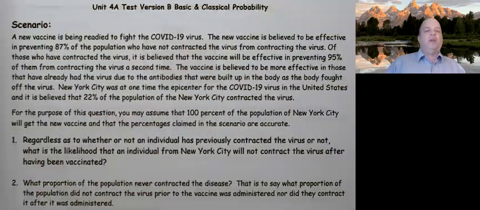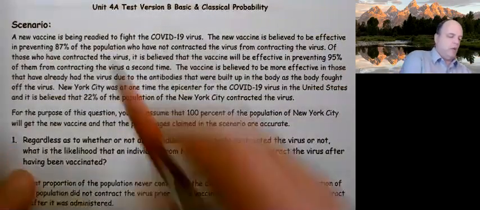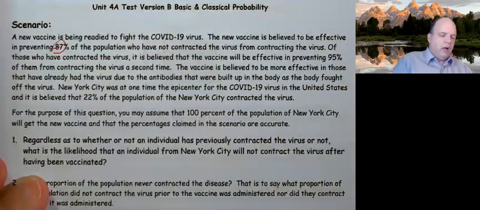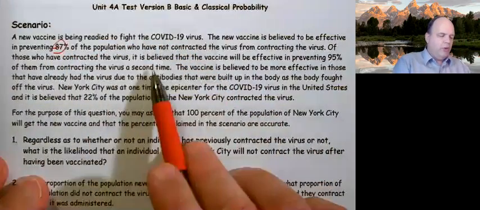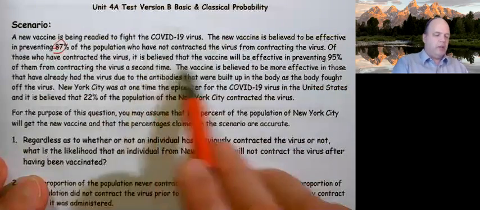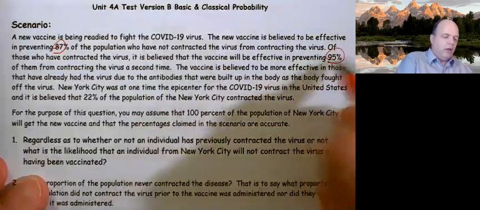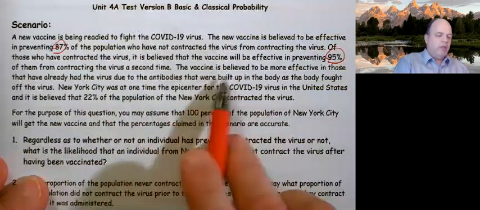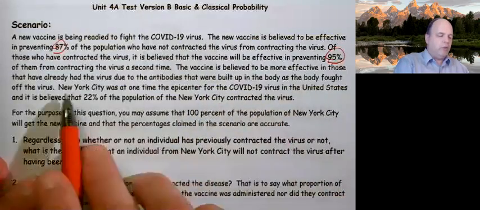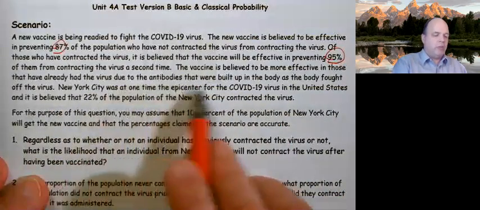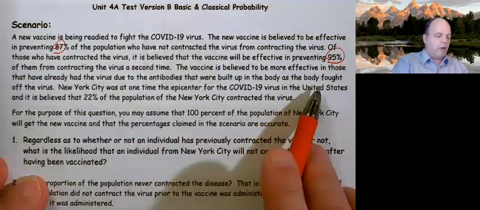So a new vaccine is being readied to fight the COVID-19 virus. The new vaccine is believed to be effective in preventing 87% of the population who have not contracted the virus from contracting the virus. I'm just going to circle that. Of those who have contracted the virus, it's believed that the vaccine will be effective in preventing 95% of them from contracting the virus a second time. The vaccine is believed to be more effective in those who have already had the virus due to the antibodies that were built up in the body as the body fought off the virus.